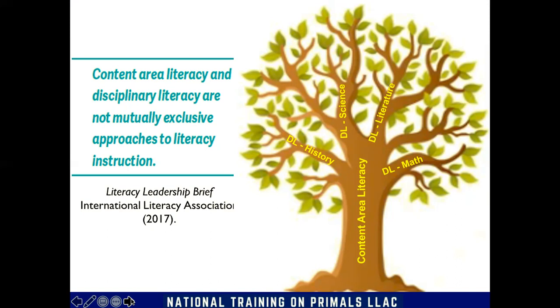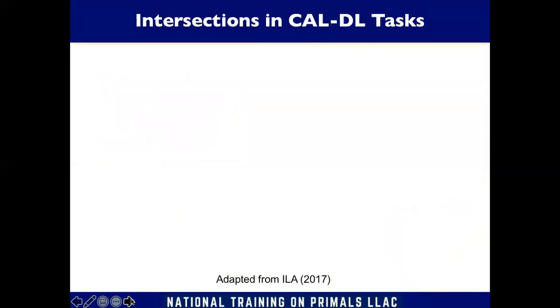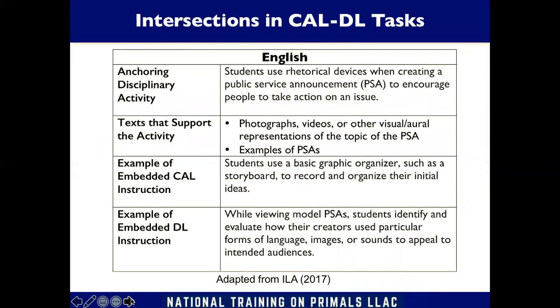Of course, let us not forget that CAL and DL cannot take place without developmental literacy. As the foundational skills, that would be the roots. CAL and DL tasks are usually embedded within a disciplinary lesson. Here is an example in English.